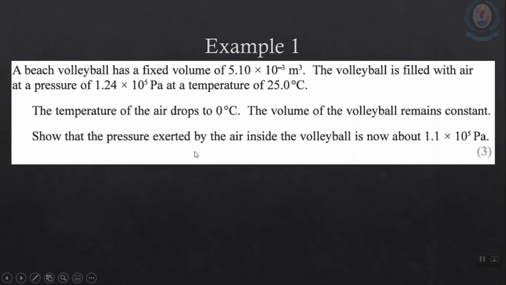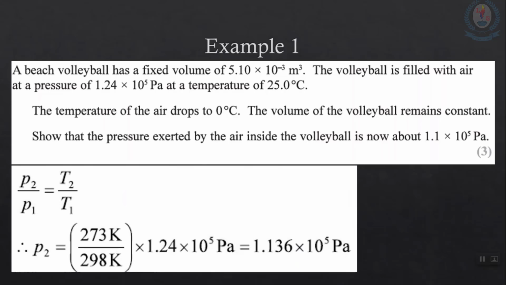So they are asking, show that the pressure exerted by the air inside the volleyball is now this. How would you find it? We know the equation, isn't it? P1 over T1 equals P2 over T2. We'll rearrange it, so it gives us that P2 is equal to T2 over T1 times P1. So T2 273. Now you can see that temperatures are being converted to Kelvin. Don't forget to do that. And multiplied by the initial pressure. So we get the final pressure in Pascal.